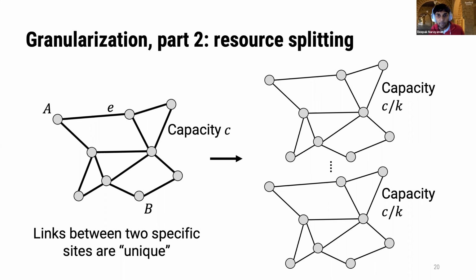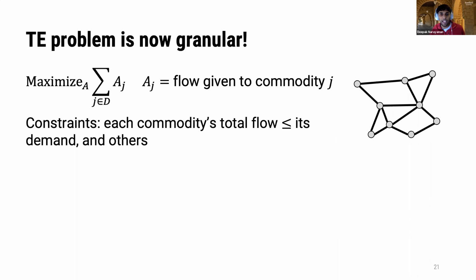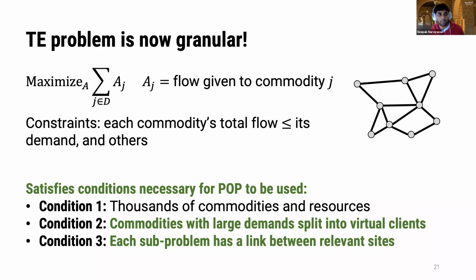Instead, we can create copies of the network where each subnetwork has all the links, but with a fraction of the original capacity. Now, whichever subproblem has the commodity between sites A and B can use this edge E to maximize total flow if needed. By applying these transformations, we can thus make the original traffic engineering problem granular. This problem now satisfies the conditions of granularity from before.